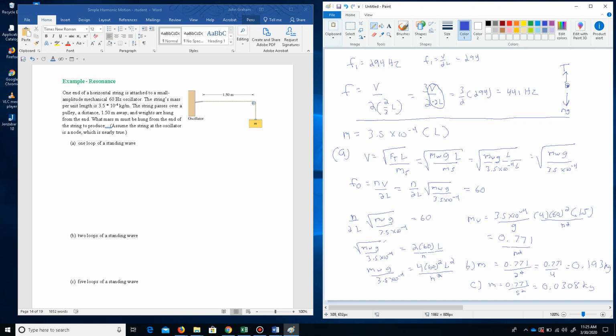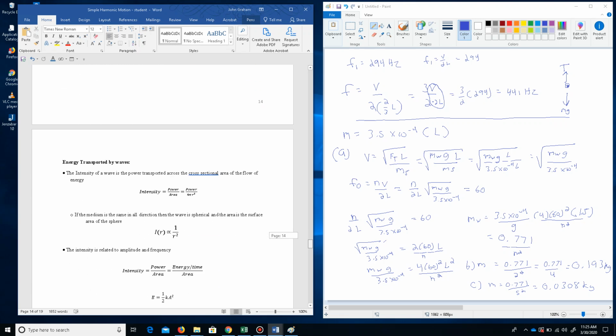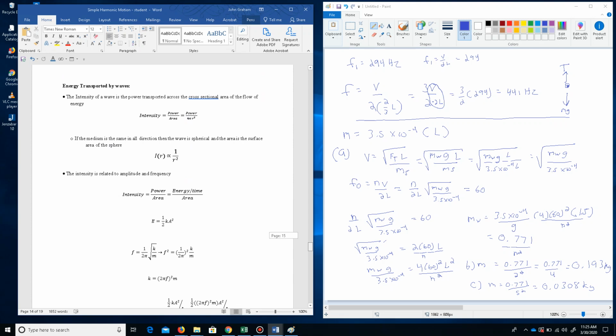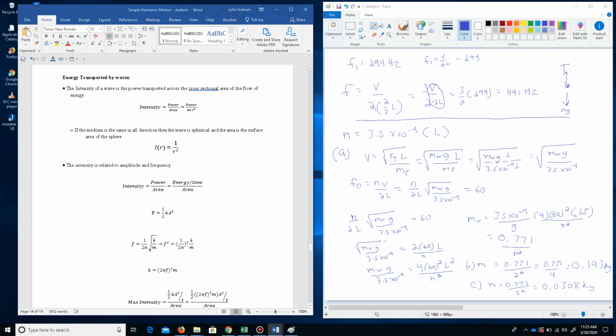So we just need a smaller mass each time to get it to vibrate at a higher harmonic. Okay, so I'm going to stop here, I think this is the end of that problem. Let me just double check. Yeah. Okay, so I'm going to go into the energy transported by waves in the next video. That would then end the simple harmonic motion. I will probably take as long as I need to.